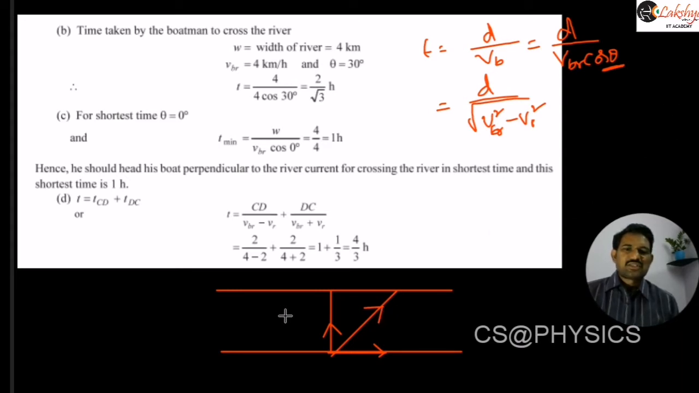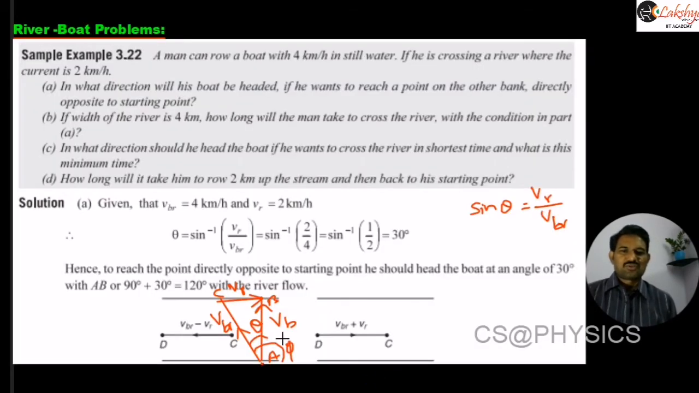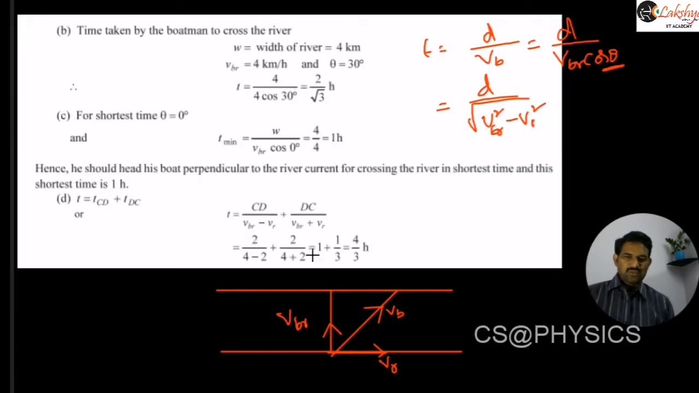That means this is our VBR, the velocity of the boat with respect to the river, which should be along this direction. This is the resultant velocity VB and this is VR here. So the person should start his journey normal to the direction of the river flow, right? That is nothing but theta with the normal to the direction of the river flow. The theta value is 0 here, so we should answer that the person should start his journey normal to the direction of the river flow.